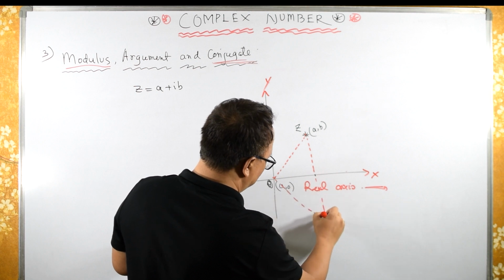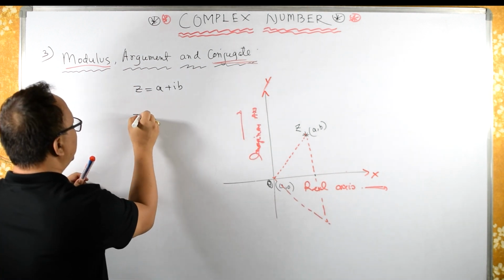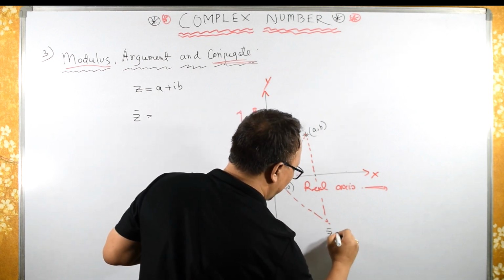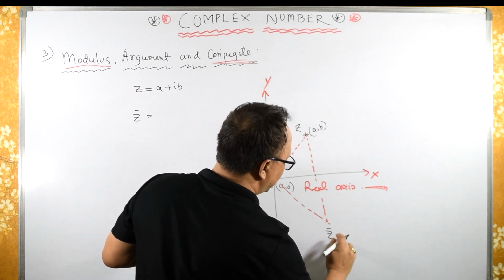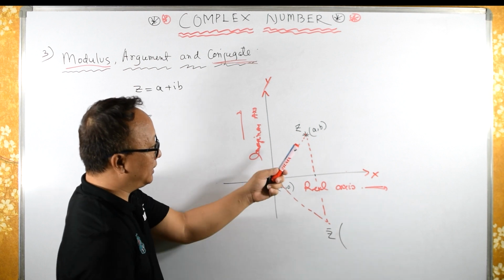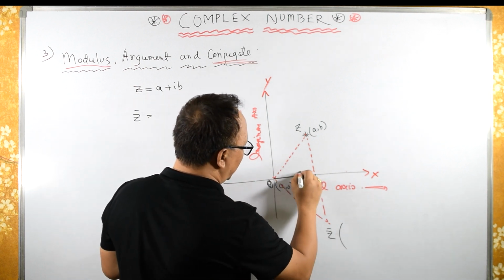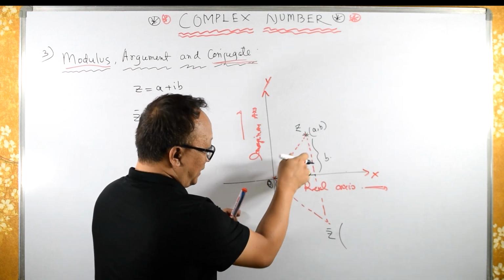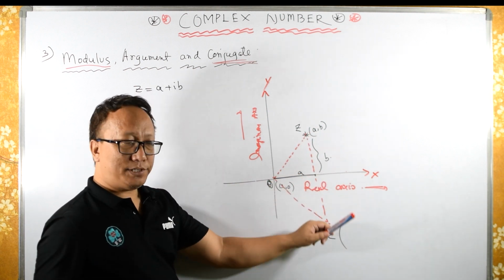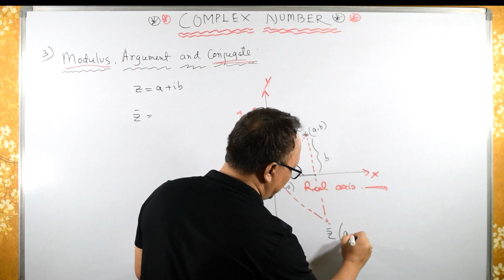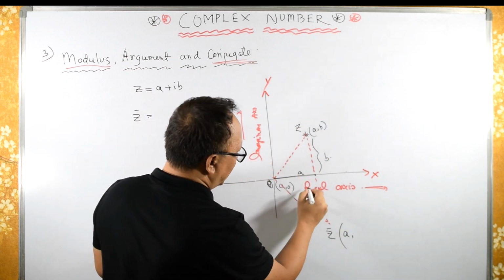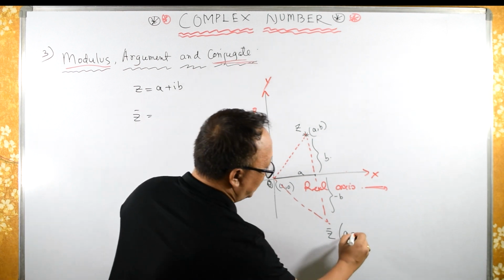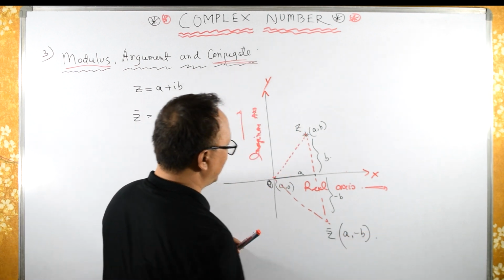Okay, let's consider z bar as its conjugate. The point of z bar will be what? This distance is a, this distance is b. Now here, on the real axis, the same distance goes over here, since it is an image. So this will be what? Minus b, right? So this is minus b.